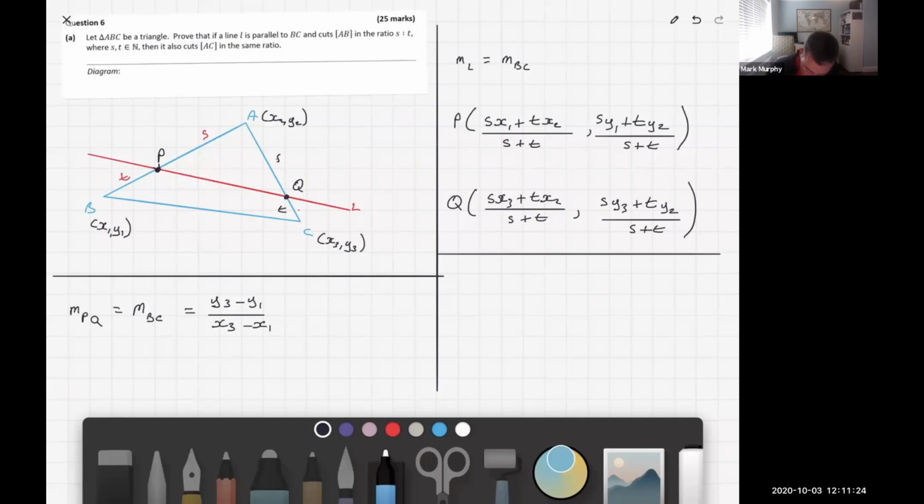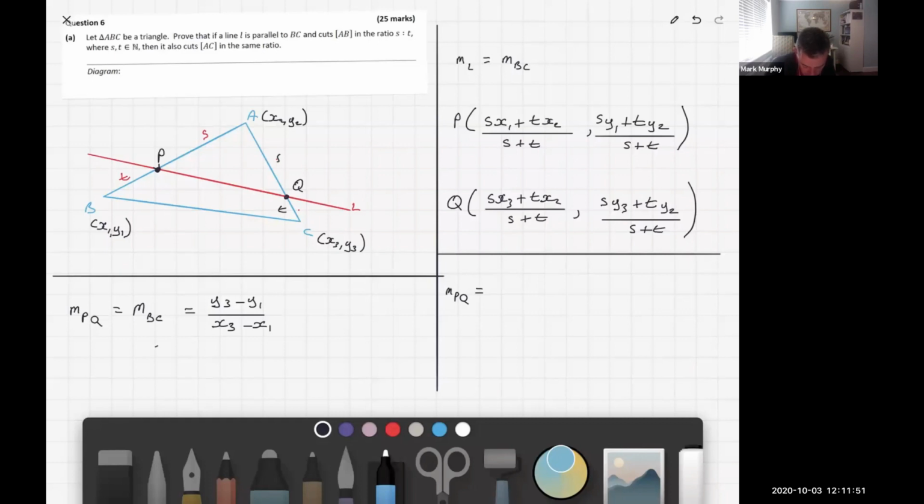So M of PQ is equal to... I have to see what I did here now. S is y2 minus y3 minus y1. So it's a new one. It'll take me a little bit of time to work out, if you don't mind, but we will get it. I'm saying it's the slope of BC, right? MPQ is equal to that.